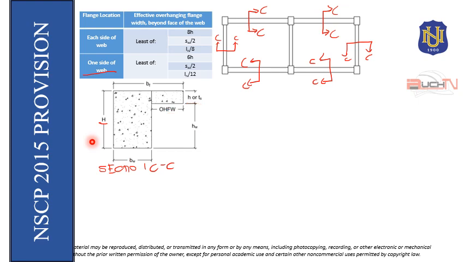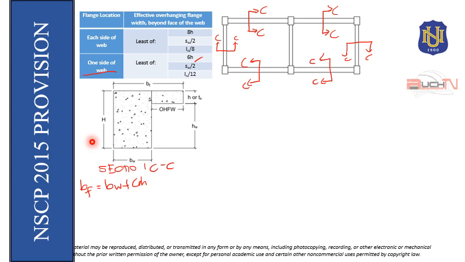So, syempre, we interpret the code. So, sa 6H, diretso lang yan. So, that means that will be B sub F is just equal to BW plus 6H. Kasi i-multiply mo lang siya ng 1 kasi nga, one side lang siya ng web. So, that means that is all multiplied by 1.